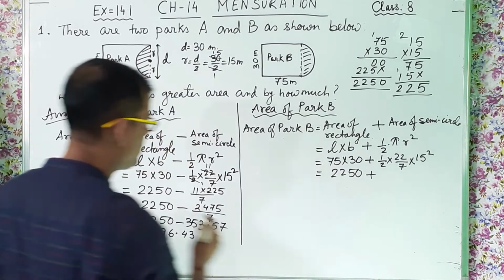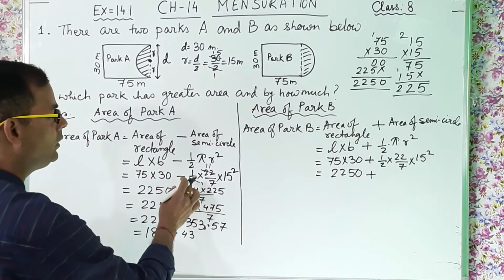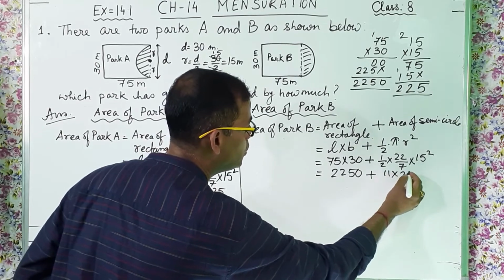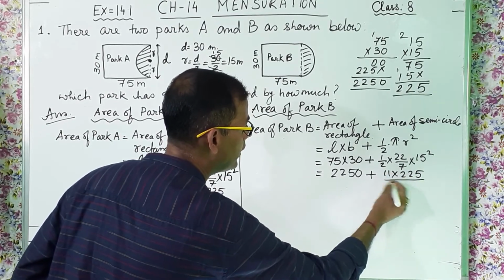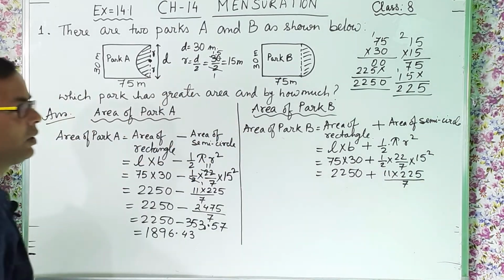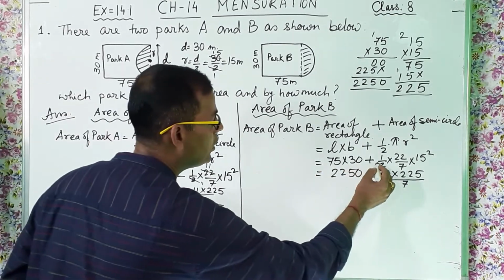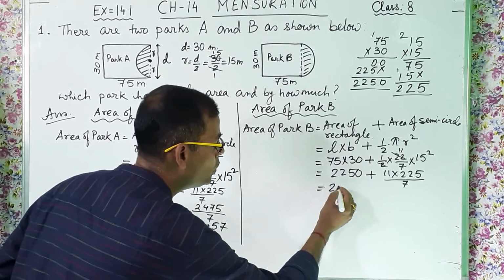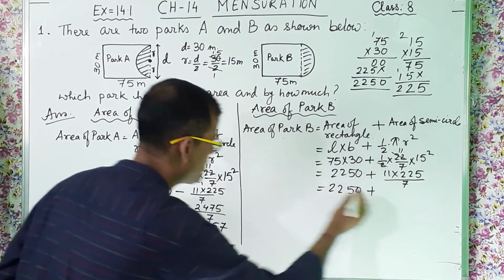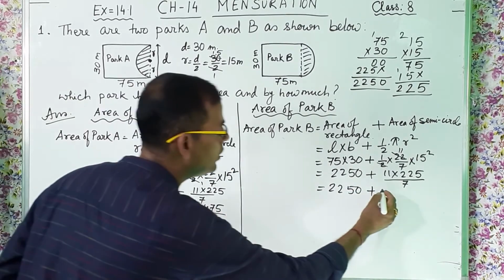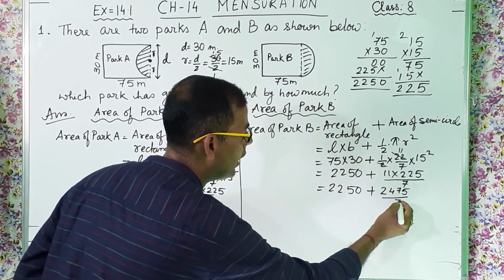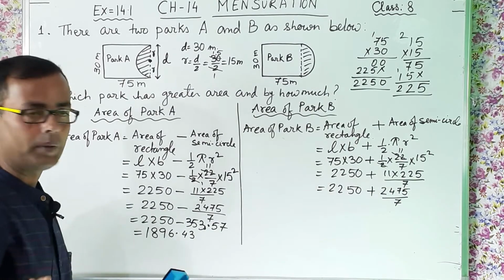2250 plus, we will write this one, 11 into 225, 11 into 225 divided by 7, clear or no? Because you are cutting here, 2 ones are 2, 2 11s. Now, next, 2250 plus 2475, 2475 divided by 7, clear up to this much?